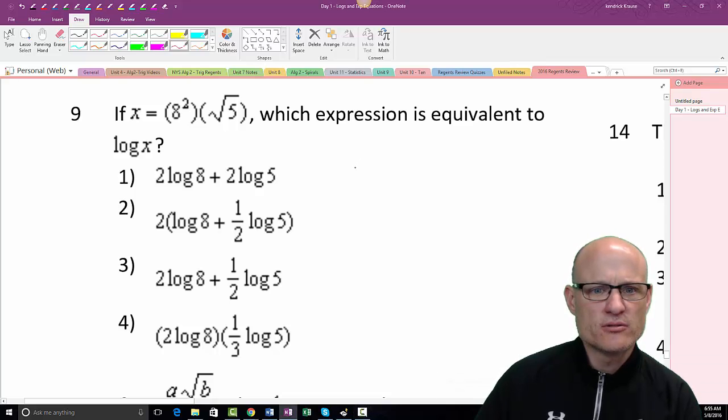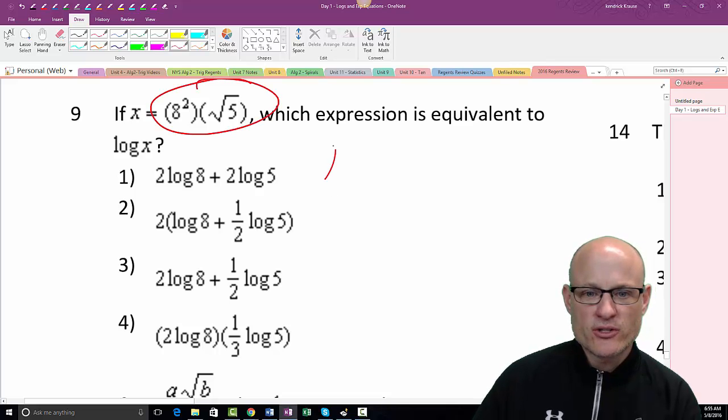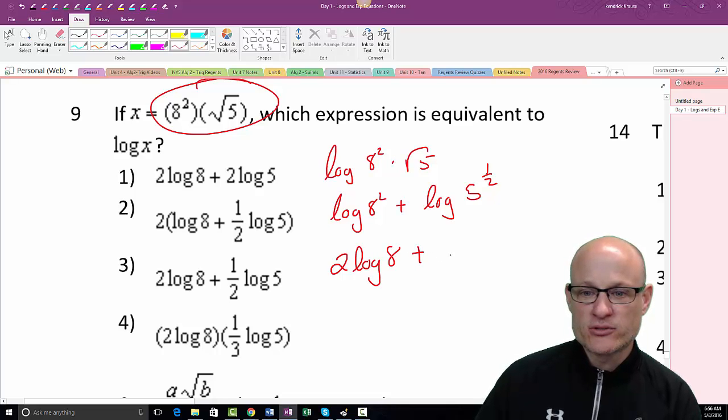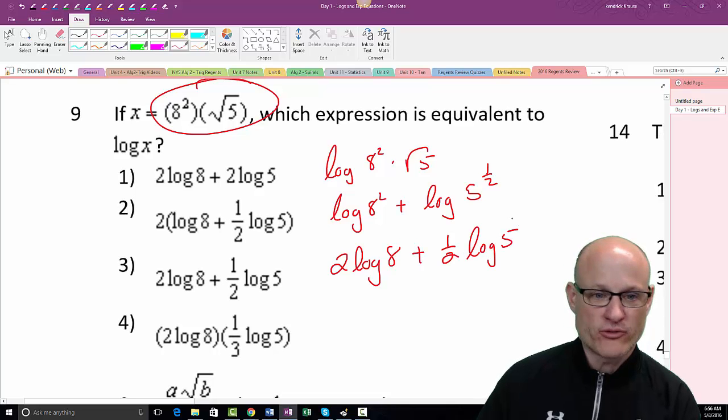All right, so log of x. So we're going to take the log of this side. So this is the log of 8 squared times the square root of 5. So this becomes the log of 8 squared plus log of... Now square root is really a 1/2 exponent. So let's just do that right now. The exponents come out front. You get 2 log 8 plus 1/2 log 5. And I hope they didn't make it worse than that.